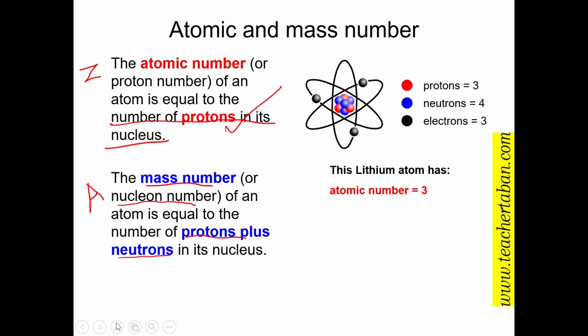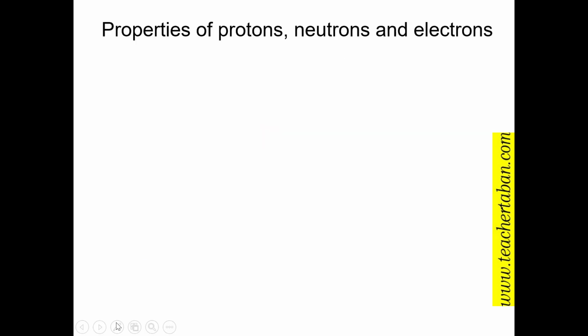So this is a lithium atom and it has an atomic number of 3 and a mass number of 7. So that is what we call atomic mass and atomic number. That's the difference between those two terms there.